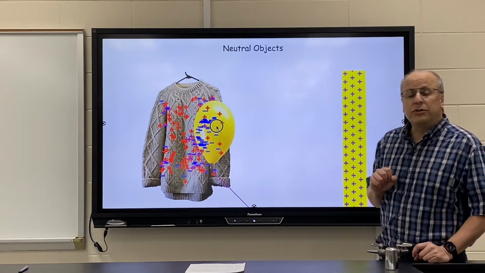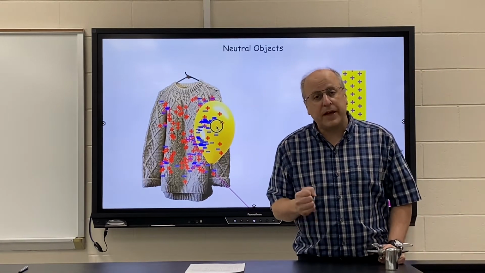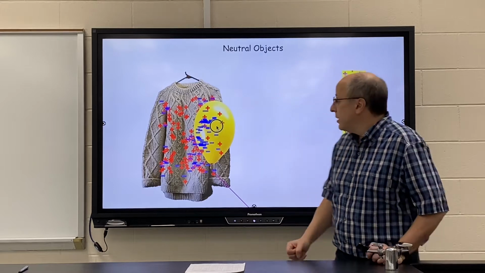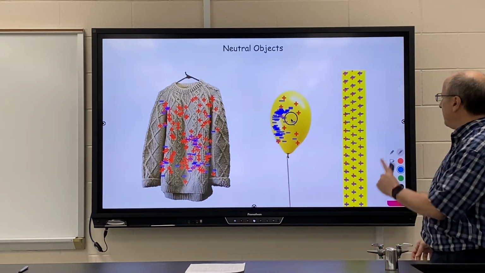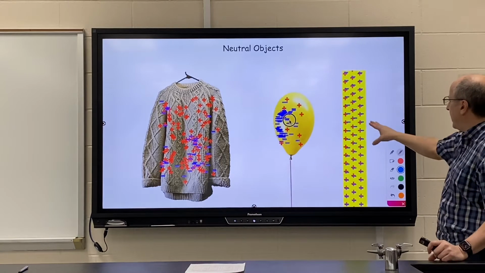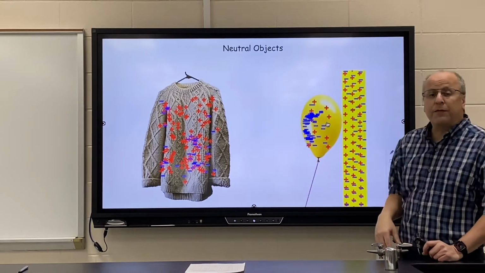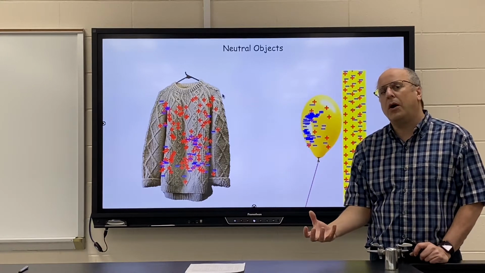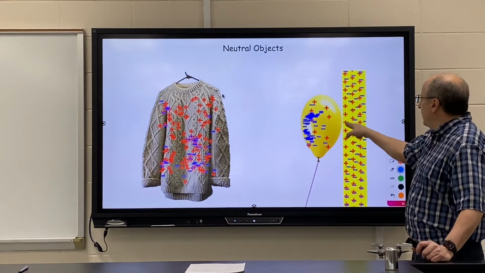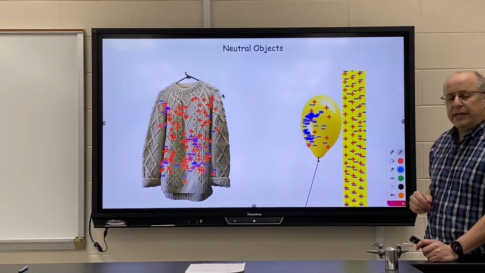I want to remind you that neutral objects are still affected by charged objects. So if you watch, the wall is going to start out neutral. But when I bring the negative balloon nearby, the charges are going to move away from the balloon, leaving a positive region behind on the wall. The negative balloon will attract to the positive region of the wall.